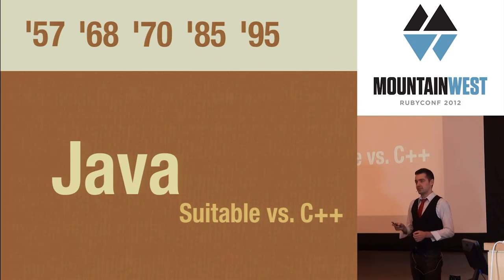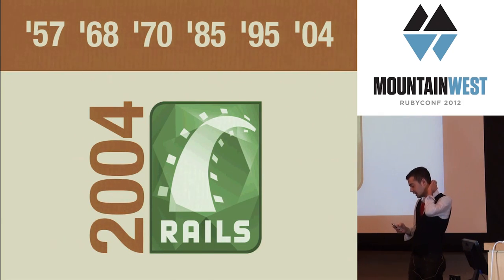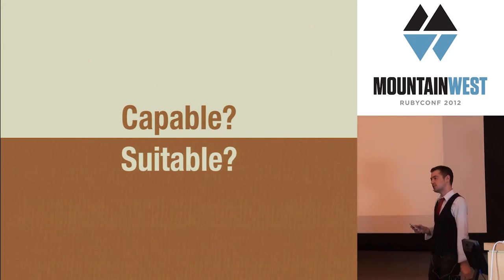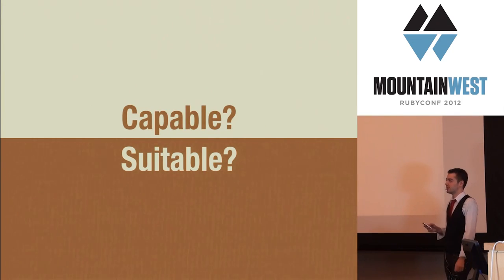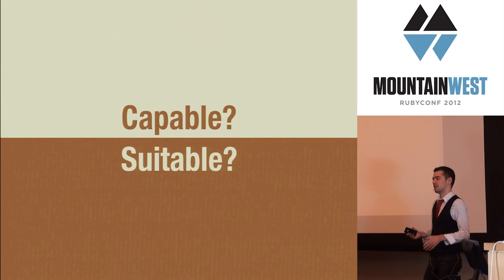And finally, 9 years after that, 2004, Rails. And the question is, should we consider Rails a capability change or a suitability change? Did Rails increase the set of things we can say, or did it allow us to say things we already could say, but to say them more reliably?